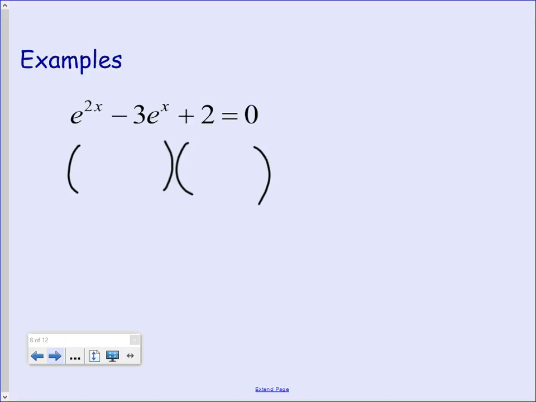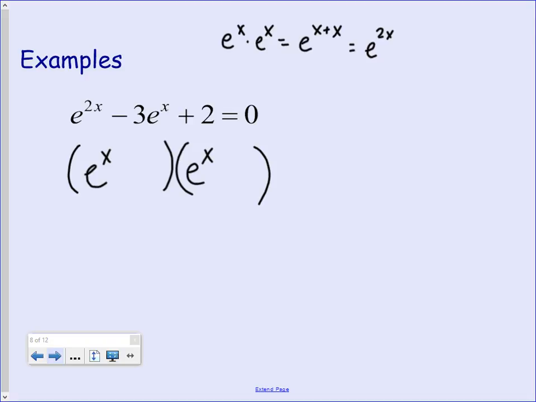What do you do when you multiply things that have the same base? What do you do with their exponents? Add them. So if you added exponents and got 2x, what do you think your exponents were? x and x. So it's e to the x times e to the x. That would be e to the x plus x, which is e to the 2x. And notice how nicely that's going to give you your middle term, e to the x, right?